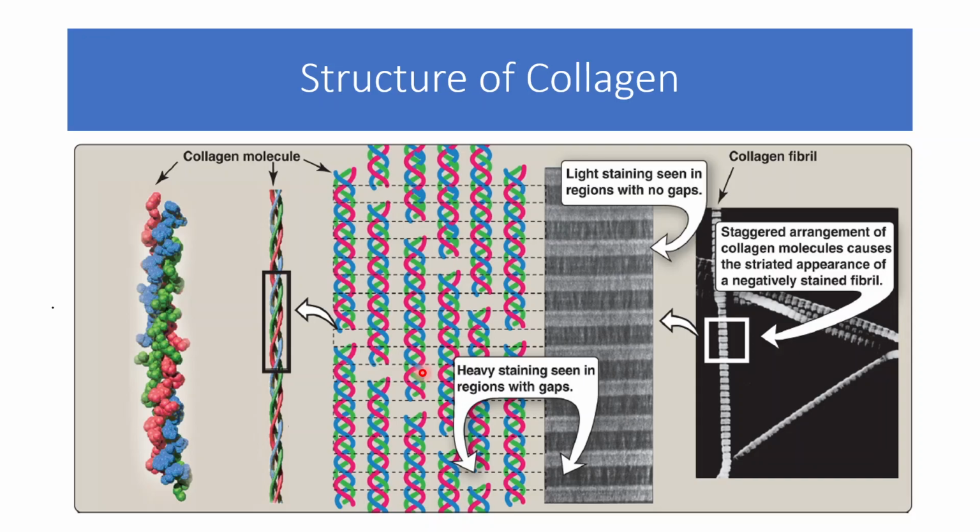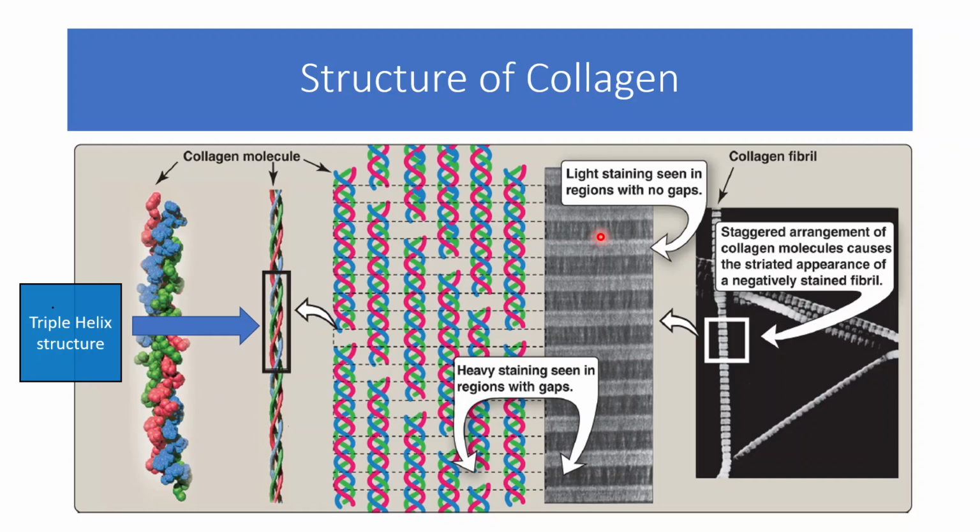Now let us look at the structure of collagen. This is the triple helical structure. You can see three fibers intertwined together: a blue one, a green one, and a red one. They form a triple helical structure. So how is this triple helical structure formed? It has a staggered appearance, which is seen as a light region and a dark region in the microscope.